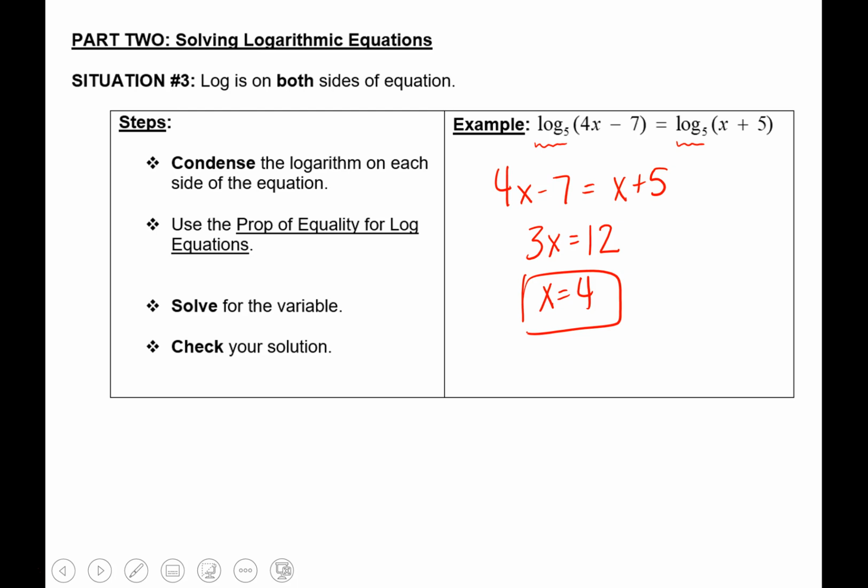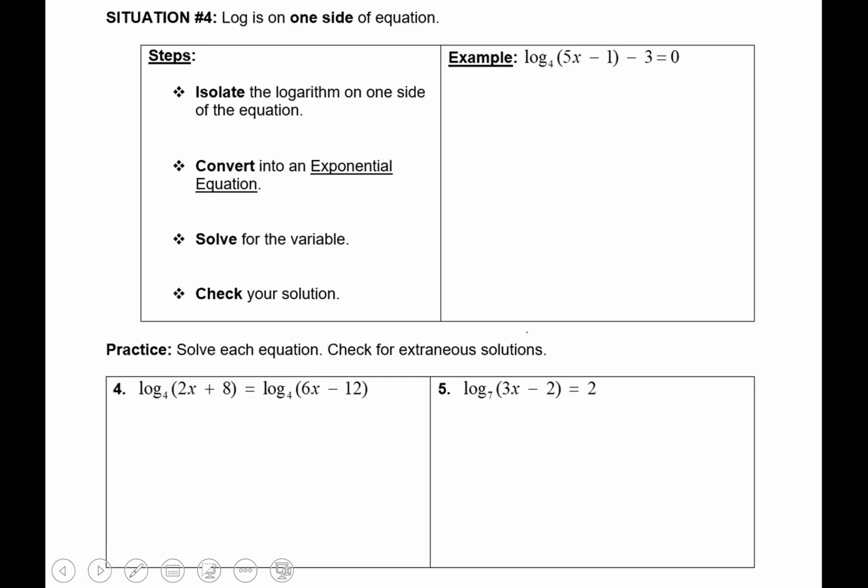The last type of situation is when I only have a logarithm on one side. Now to do these, we are going to isolate and then use exponents to get rid of the log. So I need to isolate the part that's the logarithm first. That means that this minus 3 on the outside needs to move to the right hand side of the equation. So I'm going to add 3 to both sides. And now I'm ready to use exponentiation.